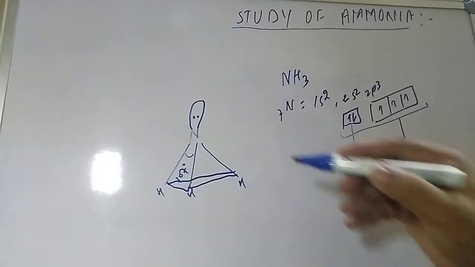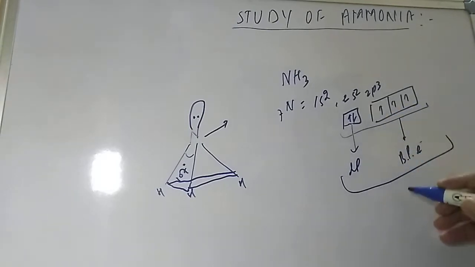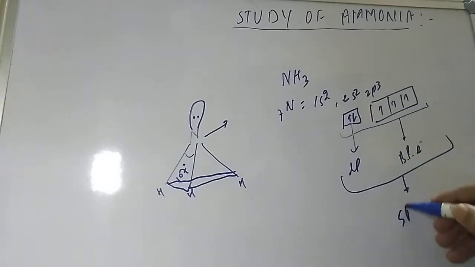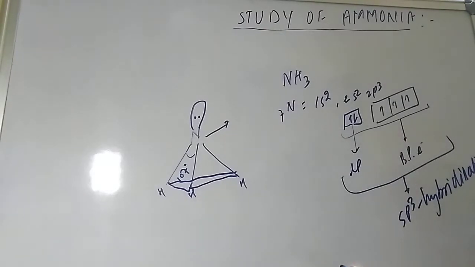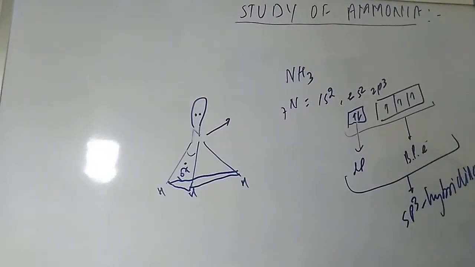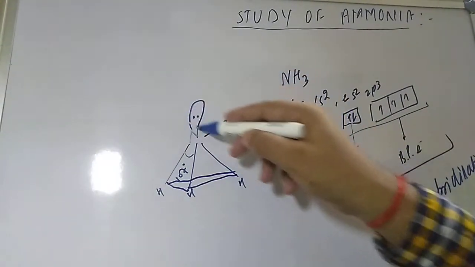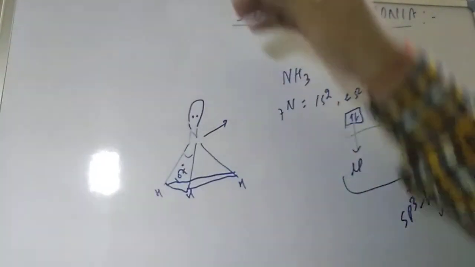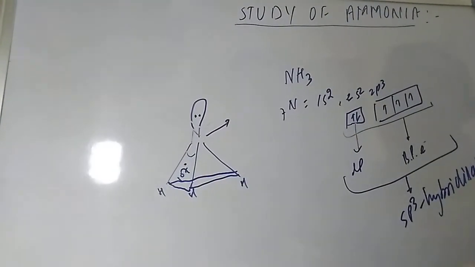And what kind of hybridization is it? One s orbital and three p orbitals are involved, so it is sp3 hybridization. With sp3 hybridization, the geometry would be a tetrahedral distribution. But the lone pair electron does not take part in the bond formation, so the shape is pyramidal, and the bond angle is 107 degrees.